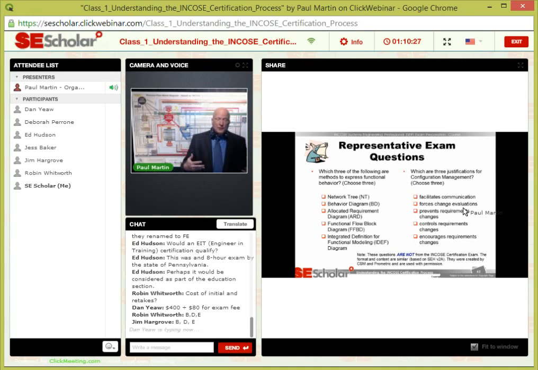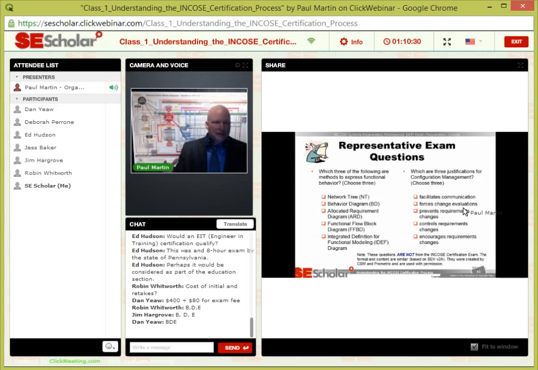Okay, so a few of you put B, D, and E. Notice how, in a way, you go through and you go network trees, not sure, behavioral diagram. Hey, it asks for functional behavior. Behavioral diagram is probably good. Allocated requirement document, what's that? So you could scratch that one, right? Functional flow diagram goes with the functional behavior, and now it's in between network trees and integrated definition functional. And of course, that is functional too. So it was easy to guess. But that's the kind of sussing you may have to do.